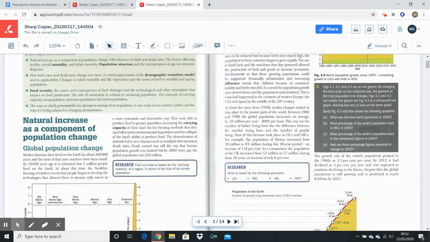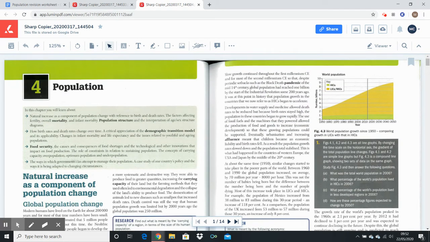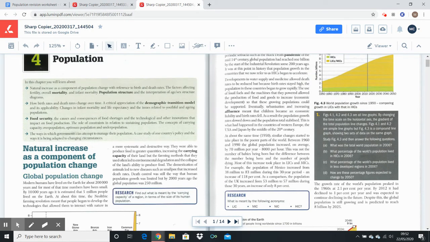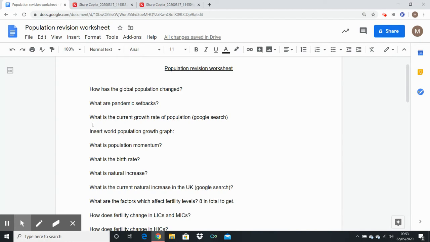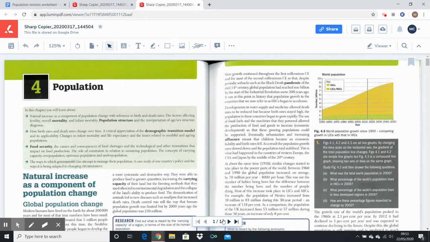Now, there have been big setbacks to this. Smallpox is one, the Black Death is another, and you can count coronavirus as a very small pandemic here. Pandemics are normally events which cause a setback in this carrying capacity and overall population. On average, population increases by 70 million a year. Okay, and what would be really good for you to do is to Google what the current growth rate of the world is, and insert a world population growth graph, something similar to what's in the textbook here, so you've got that in your notes as well.